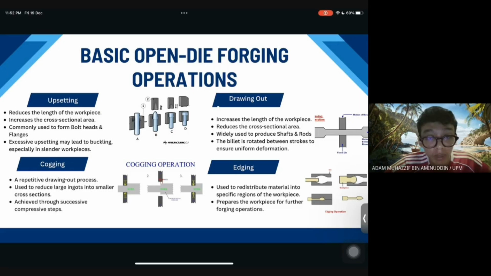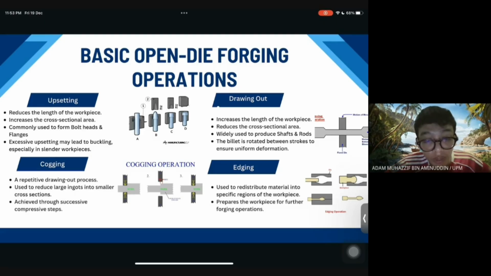So I'm going to explain the basic open die forging operations. There are four: upsetting, drawing out, cogging, and edging. Several basic deformation operations are used in open die forging. Drawing out increases the length of the workpiece while reducing its cross-sectional area. This operation is widely used to produce shafts and rods. To ensure uniform deformation, the billet is rotated between successive strokes.